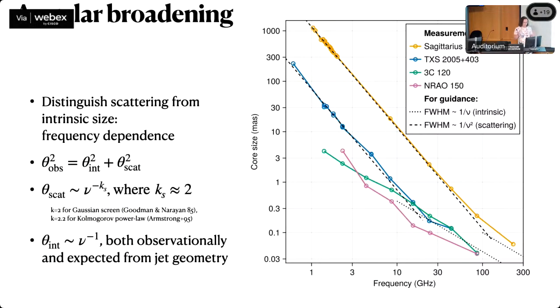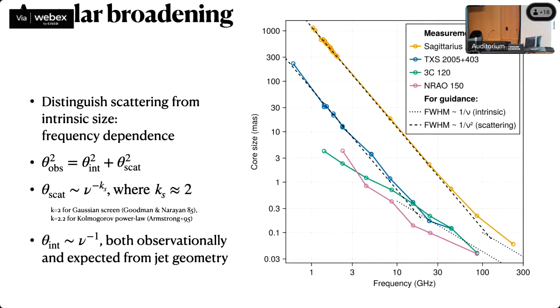So first, regarding the measurements and overall studies of angular broadening, how it manifests itself. Here I just show examples of size versus frequency dependence for 4 sources. One is Sagittarius A star, the black hole in our own galaxy, and its accretion flow. It is the source with the strongest scattering. It has the largest size. It's fully scattering, really. And you see that the size is inversely proportional to the frequency squared.